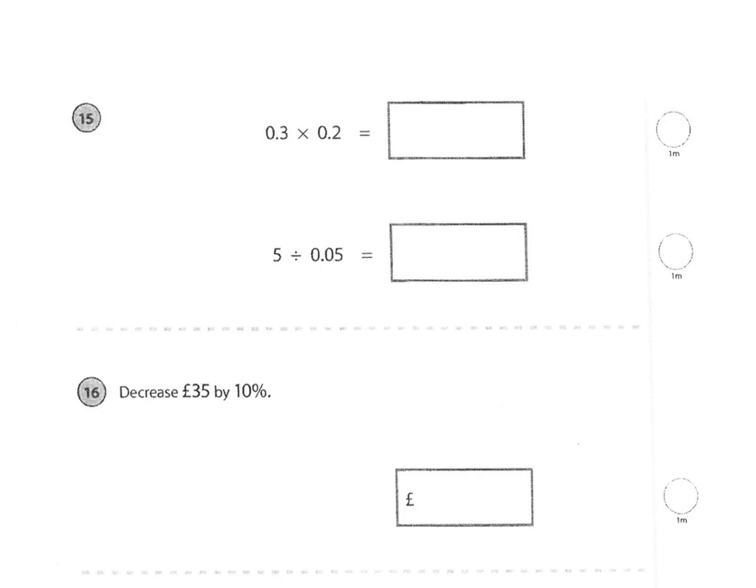0.3 times 0.2, well, each of those has 1 decimal place, so our answer must have 2. Common wrong answer is 0.6, but the correct answer is 0.06. The second part of this question, 5 divided by 0.05. Well, when dividing by a decimal, what we need to try and do is turn that number we're dividing by into a whole number. So if we times both parts of this by 100, what we create is a new sum, which is 500 divided by 5, and that goes in 100 times, which is our answer.